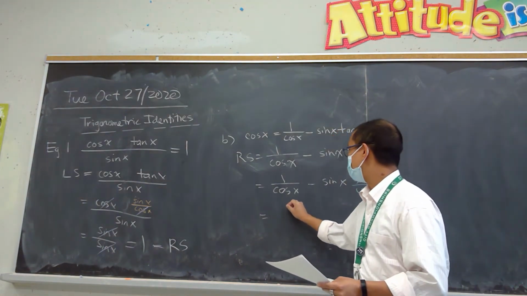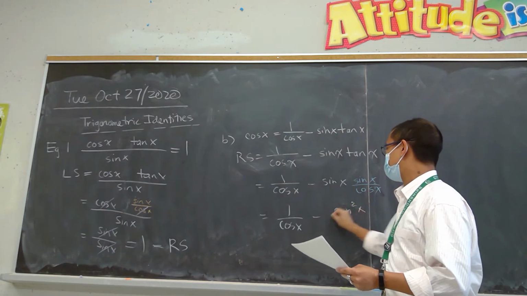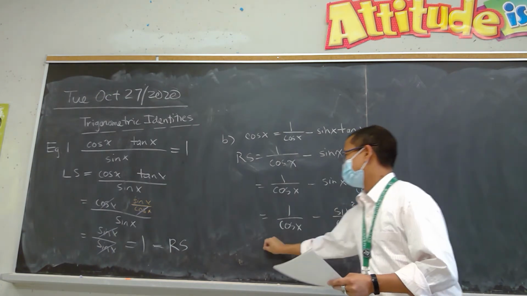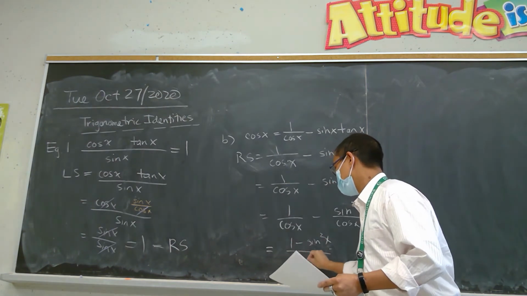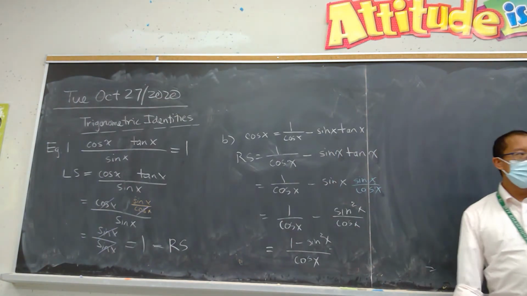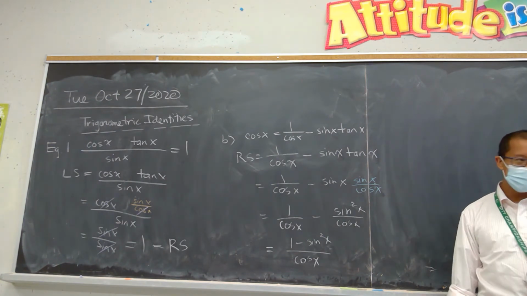So we got 1 over cos x minus sine squared x over cos x. 1 minus sine squared x over cos x. And it seems like we're stuck. And again, some of you have been paying attention that we don't manipulate the actual identity.